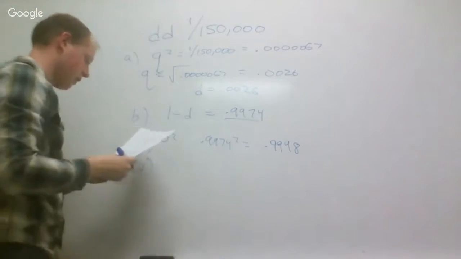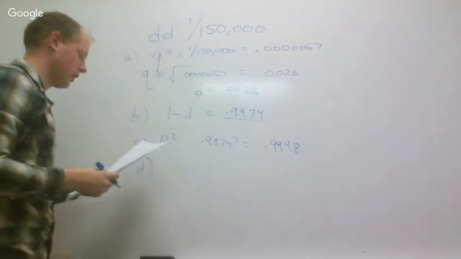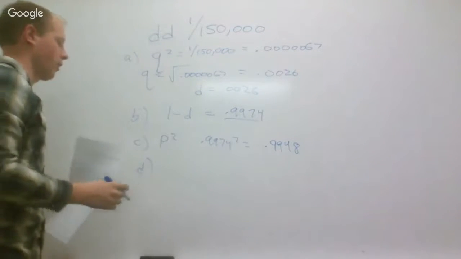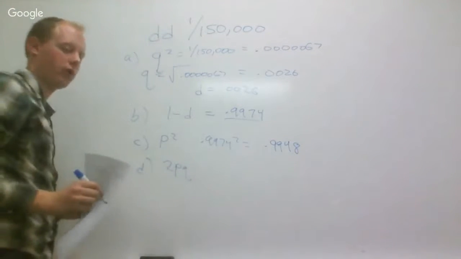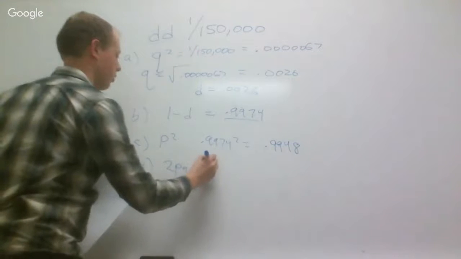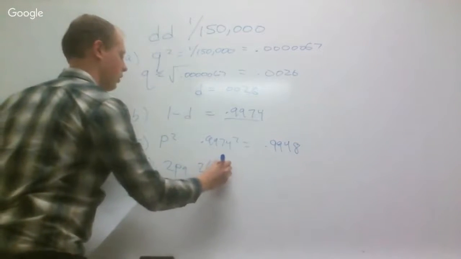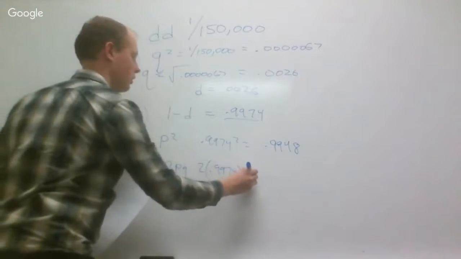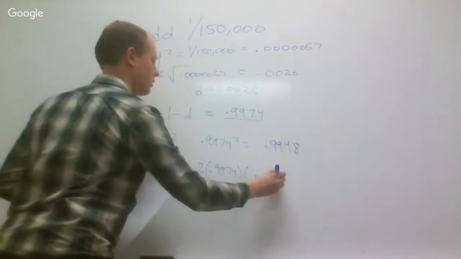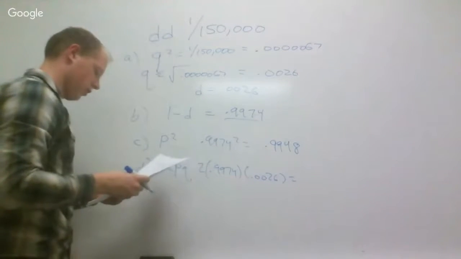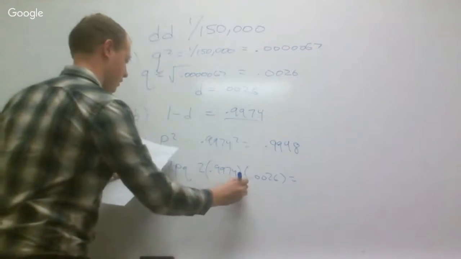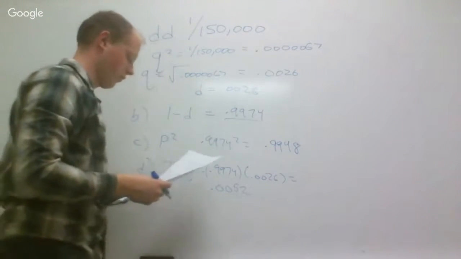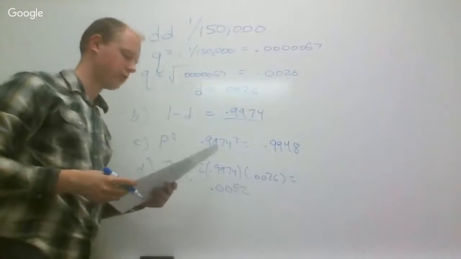For D, it asks what is the frequency of the heterozygous genotype in the population? And that's our 2pq part of the Hardy-Weinberg. So we'll just plug in our numbers here, 2 times 0.9974 times 0.0026, and that will equal 0.0052 for the frequency of the carriers for this disease.